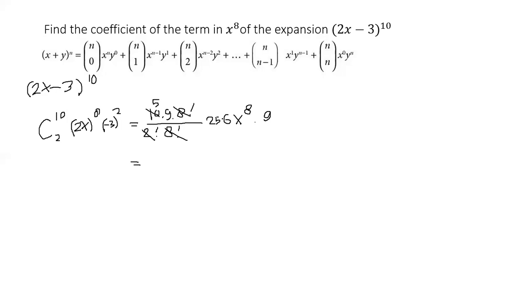Now we're going to calculate the coefficient: 5 times 9 times 256 times 9 as well, and the number is 103,680 x to the power 8. So what is the coefficient of x to the power 8 in this expression? This number.